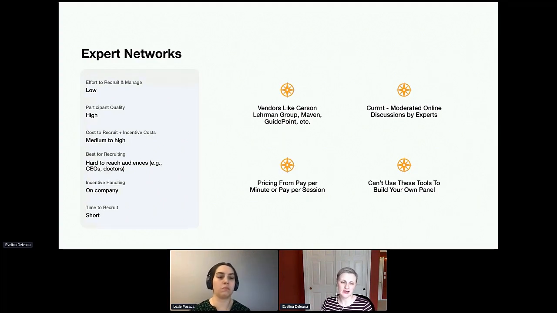Participant quality on the expert networks tends to be very high because experts are invited and selected to be on these networks for the main reason of making money by being participants in studies. And what qualifies them to be on these panels and these networks is the fact that they have expertise in specific areas. The cost to recruit here, including incentives, tends to be medium to high because we are now beginning to deal with experts. So experts tend to be a smaller group of the entire population. Because they are rarer, they ask for more money to provide a point of view and answer your questions.